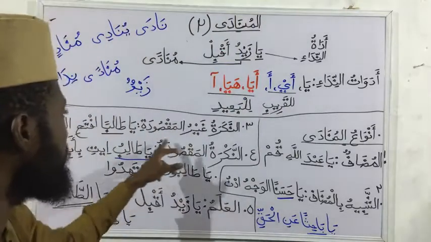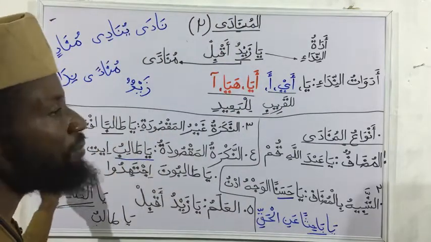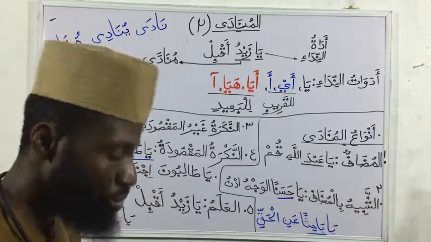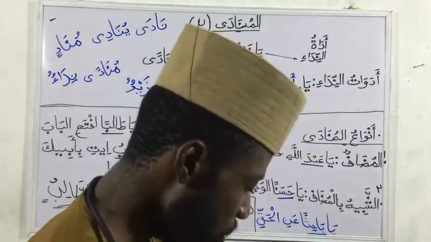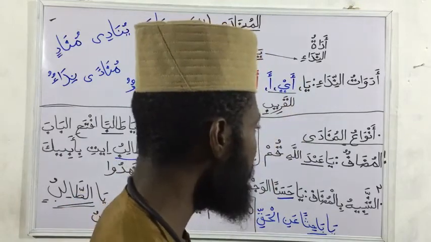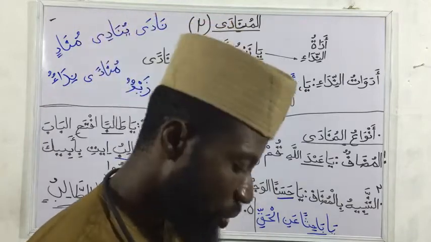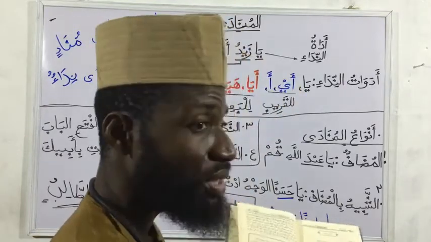So an example is this: ya taliban iftahil baba. Any student, open the door, any student. So that is that. So these three, when we see them, al-mudaf and shabihu bil mudaf and nakratu ghayr maqsuda, they will always be in the nasbu state. So that's what the Qaida is telling us.